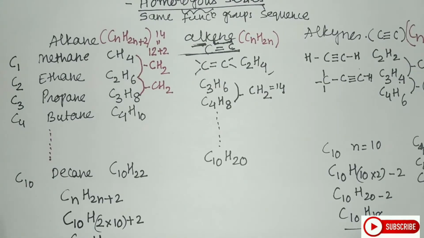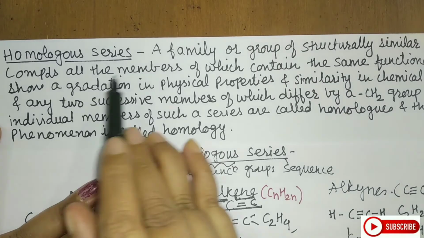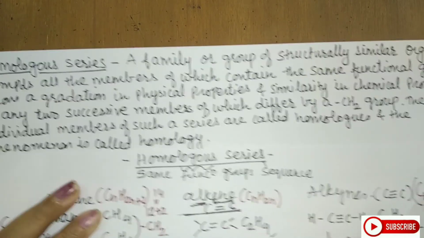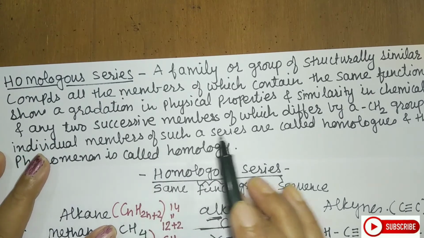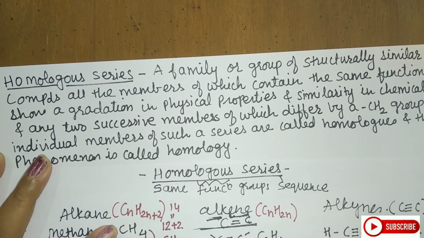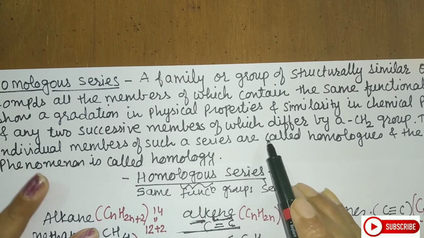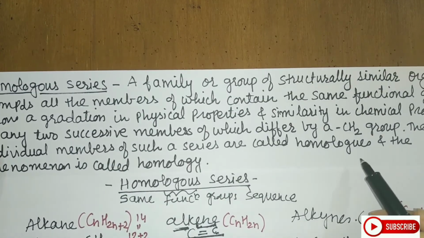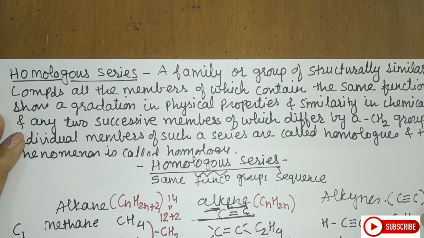So let us now see what actually homologous series means, or what is the definition of homologous series. A homologous series is a family or group of structurally similar organic compounds, all the members of which contain the same functional group, show a gradation in physical properties, and have similar chemical properties. Any two successive, or adjacent, members differ by a CH2 group. The individual member of such a series is called a homologue, the phenomenon is called homology, and the series is called a homologous series.